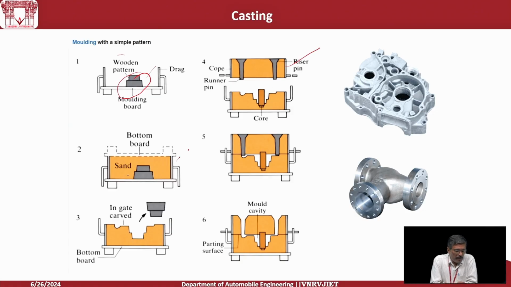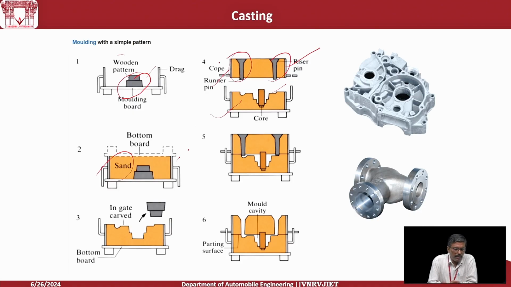And we place the pattern here, and then we fill around the pattern with molding sand. Then we remove the pattern, and if you want any holes and other features, we place the core. Then above the drag flask we place the cope flask, and again fill with sand after placing the riser pin and runner pin.